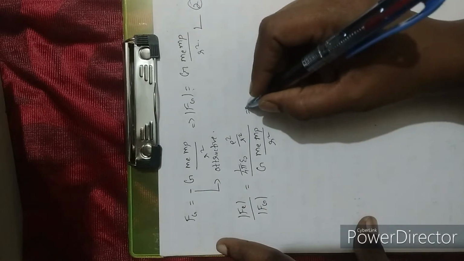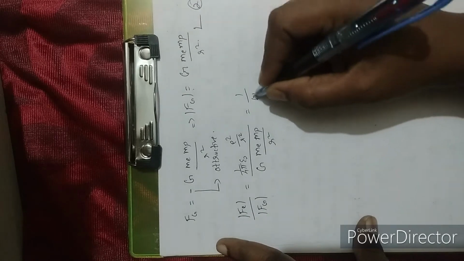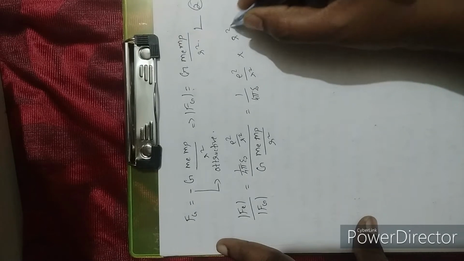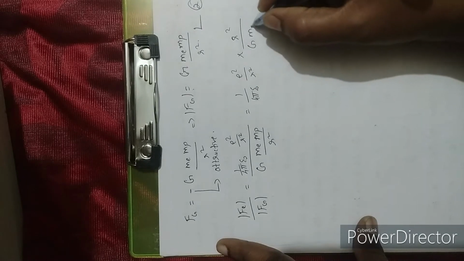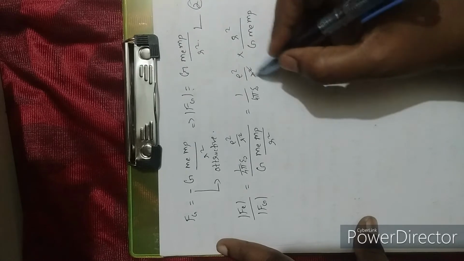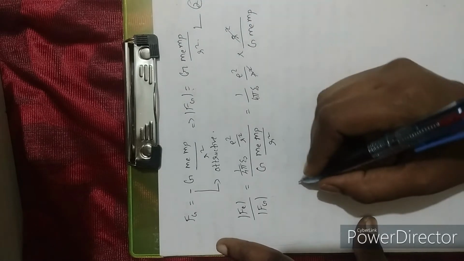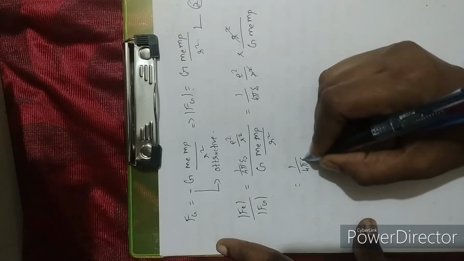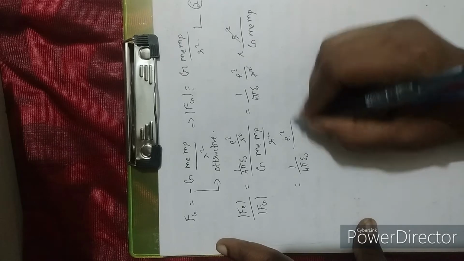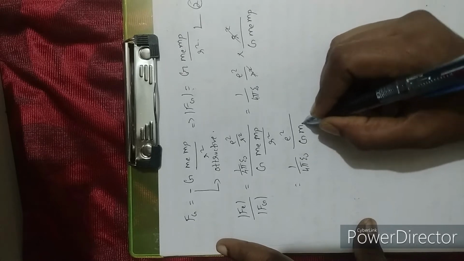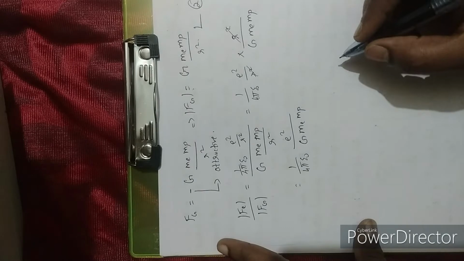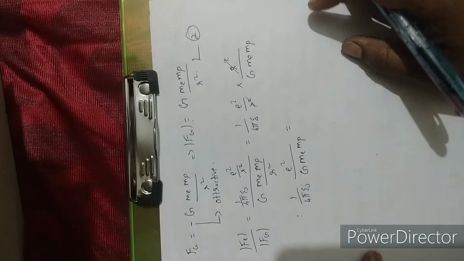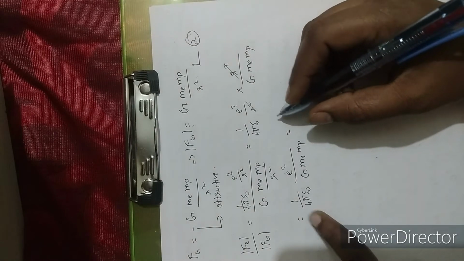Now this can be rewritten as 1 by 4 pi epsilon naught e square by r square into r square divided by G into mass of electron, mass of proton. Now r square and r square will get cancelled off. So what is remaining? 1 by 4 pi epsilon naught e square divided by G into mass of electron, mass of proton. Now we know all these values, so let's substitute all these values. What's the value of 1 by 4 pi epsilon naught?